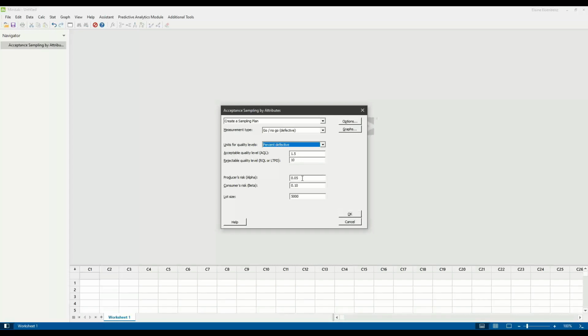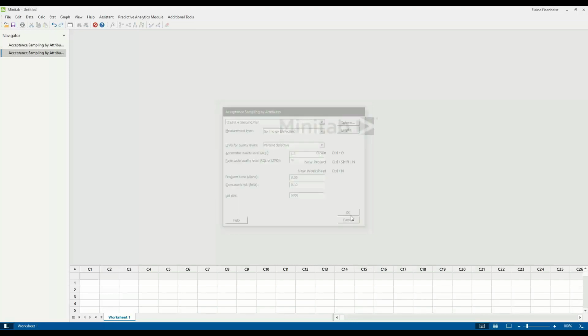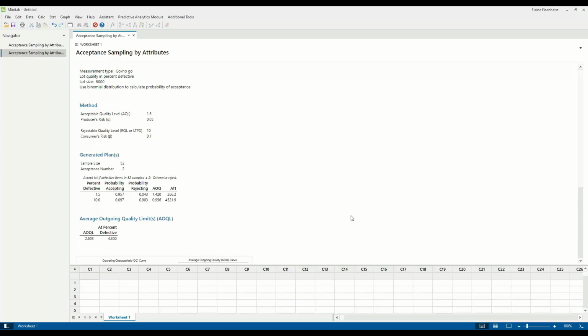So here we have our alpha, which is our producer's risk, and we're going to keep that at 0.05. Consumer's risk, which is that beta, we're going to leave at 0.10. These are, again, percentages, but they're written as decimals here, which is confusing. And let's say our lot size is 5,000. We'll just leave it at this, okay? I'll hit OK. All right, so here's what we have.